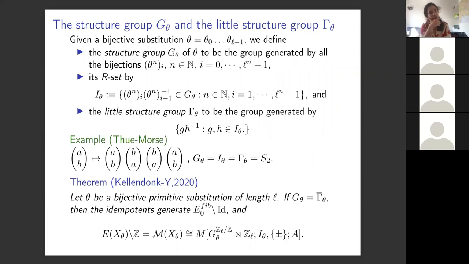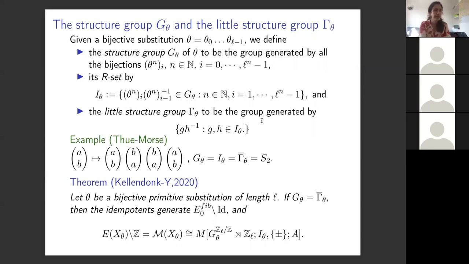All right, so now this is G theta. The structure group is a pretty natural object. It has shown up before. But the little structure group, gamma theta, I define to be the group generated by all expressions of the form g h inverse, where g and h belong to I theta.